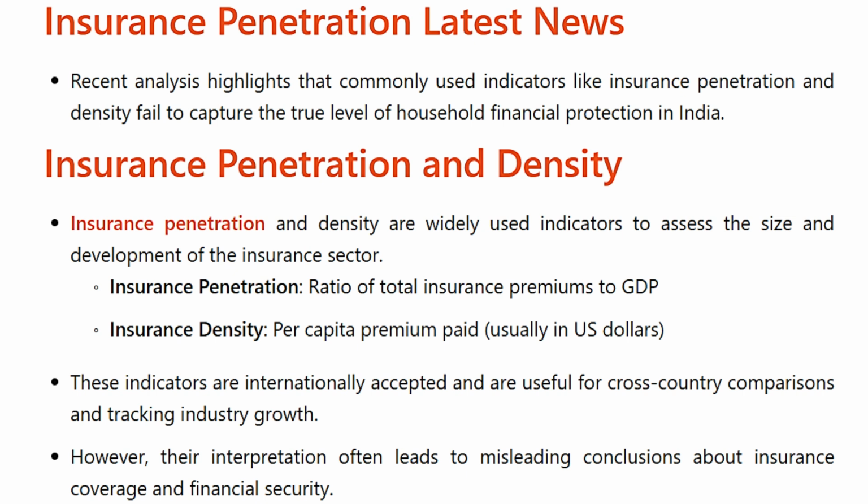Insurance penetration is the ratio of total insurance premiums to GDP. Insurance density is the per capita premium paid, usually in US dollars. These indicators are internationally accepted and are useful for cross-country comparison and tracking industry growth. However, their interpretation often leads to misleading conclusions about insurance coverage and financial security.